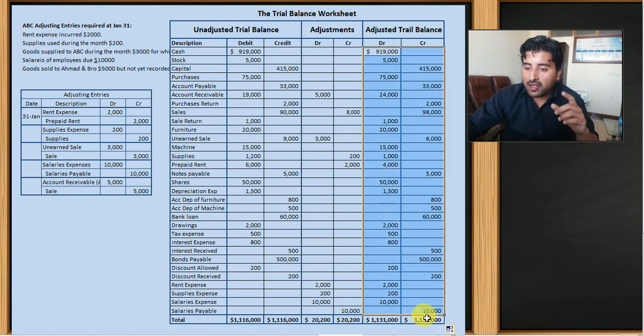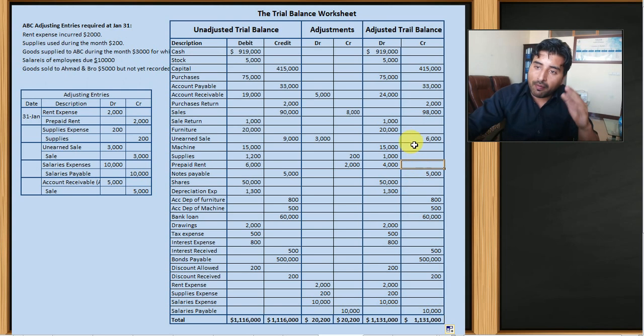And keep in mind, inshallah, in the coming class we will make the financial statements from this adjusted trial balance.